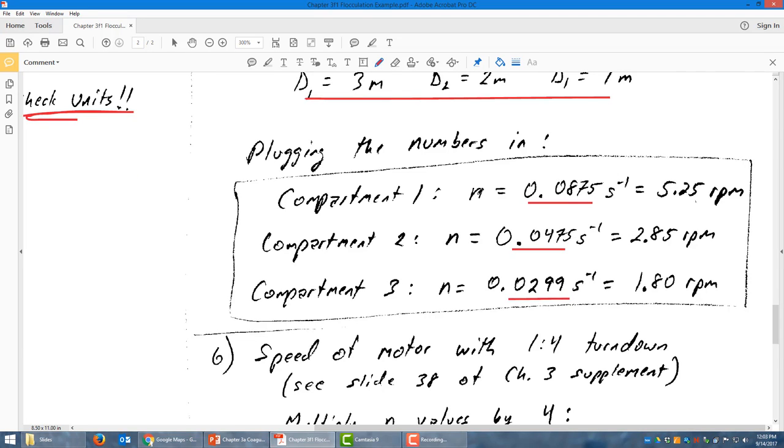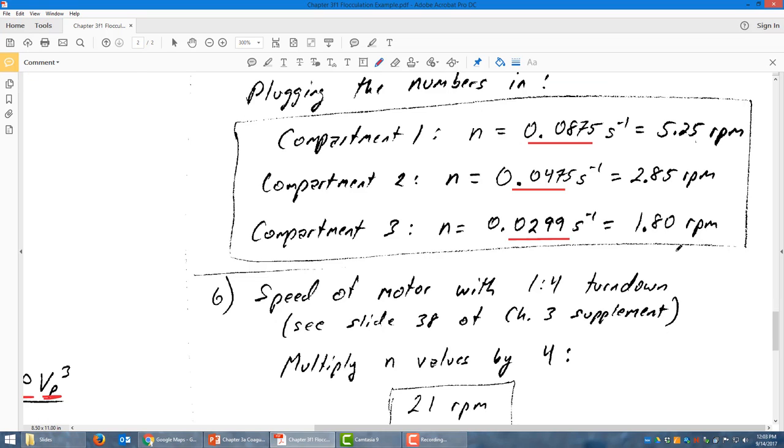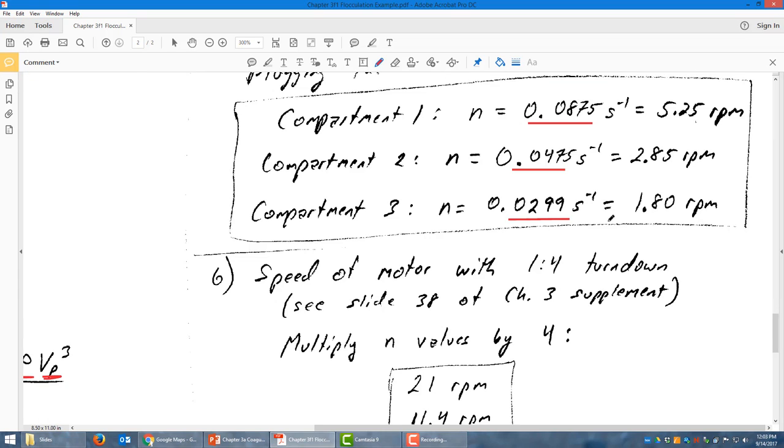So these are the rotational speeds, and then we can convert that to revolutions per minute. So this is revolutions per second essentially. This is revolutions per minute. 5.25, 2.85, and 1.80 for the respective compartments.